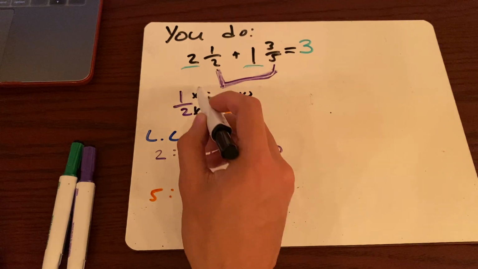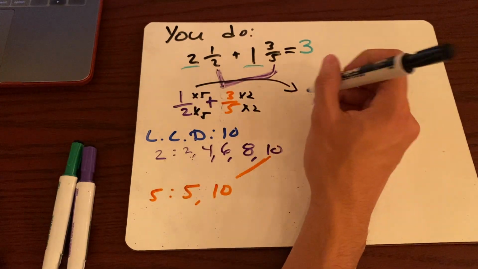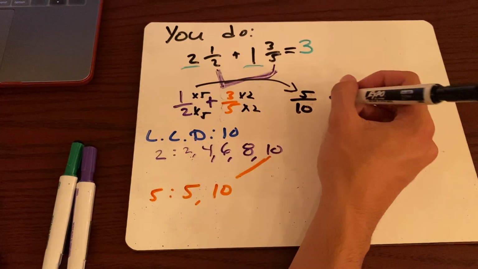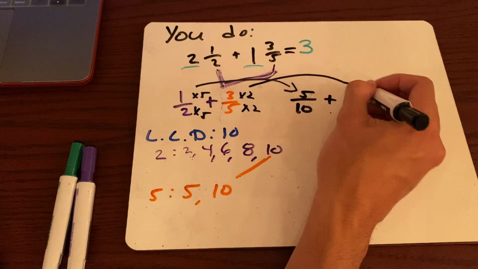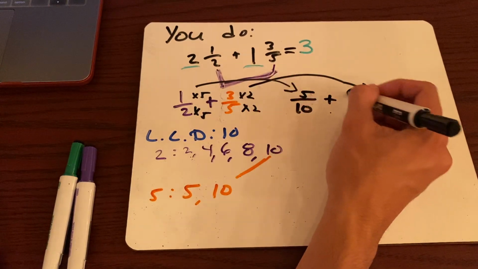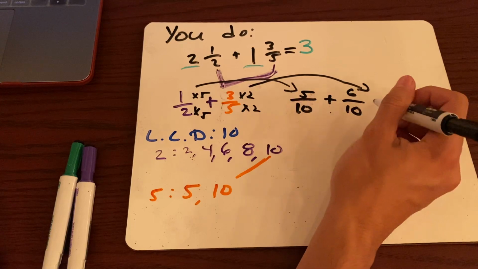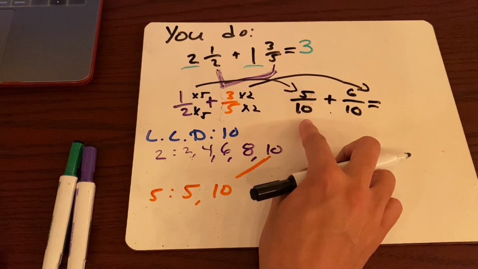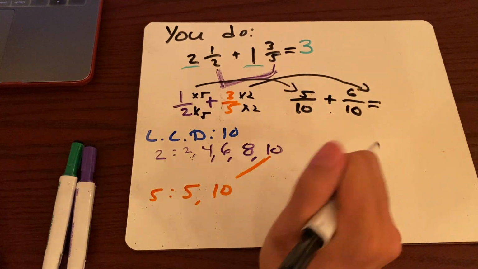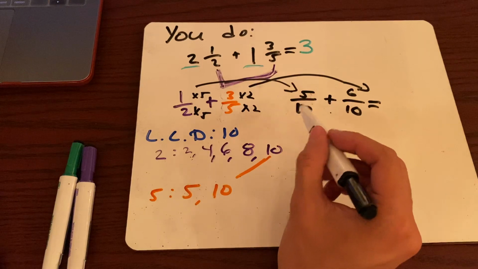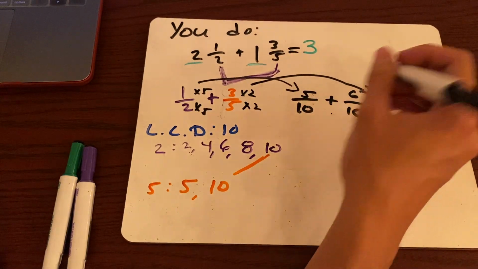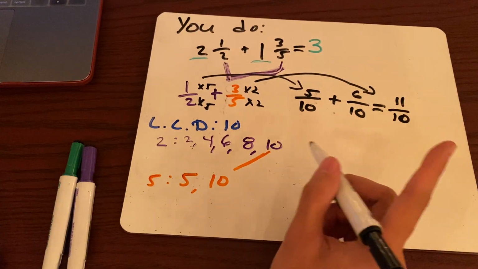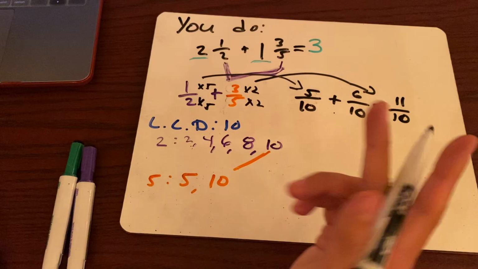So 1 times 5 is 5. Then our denominator is 10. 2 times 5 is 10. And then for our orange fraction, 3 times 2 is 6. 5 times 2, 10. And now look, we know we're doing it correctly because our denominators are the same. That's exactly what we want, everybody. So now we could go ahead and add 5 plus 6, 11 over 10. Now, this question, there's an extra step to it.